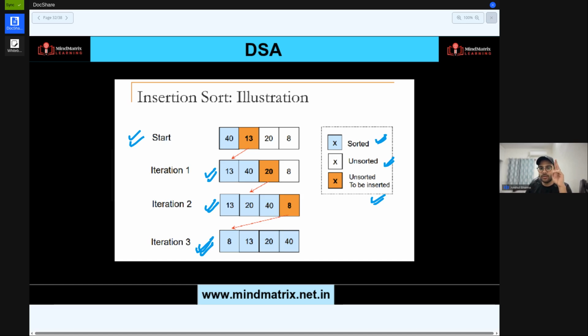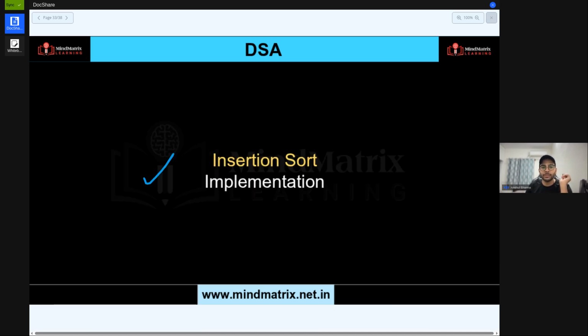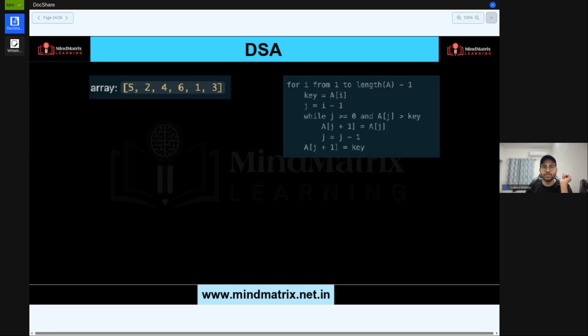These are the two things that you are doing, right? Shifting of the elements to make the place, right? And inserting that element at its correct position. These are the two things. Let's see the implementation now. Let's talk about the implementation of insertion sort.